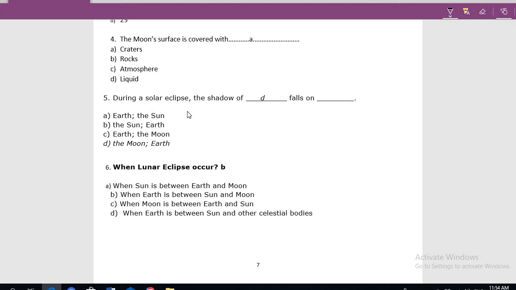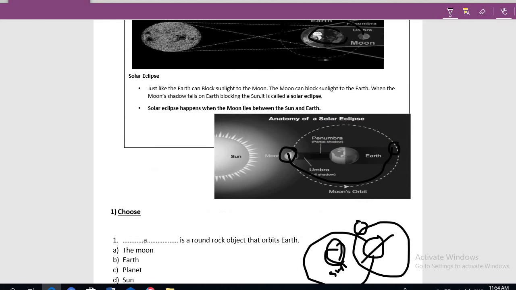During a solar eclipse, the shadow of the moon falls on the earth. Look, this is a solar eclipse. The shadow of the moon falls on the earth as the sun rays come from here like this. So this part will make a shadow on the earth.